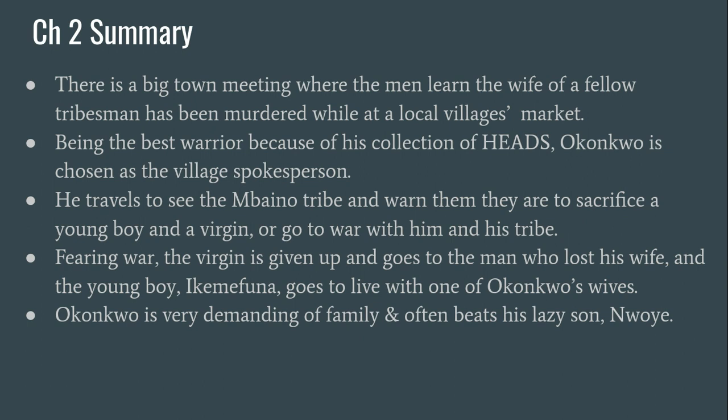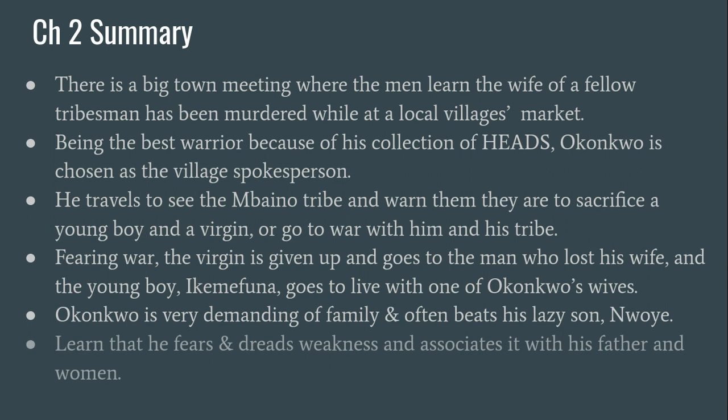He's very demanding of his family, and we see this. I've already talked about how he beats his lazy son, but he's demanding, and you can look at that in two different ways. One, that he is a tyrant, or you can look at it as someone who is able to keep as many households, meaning as many wives, in line, and expects a lot of them, because that is one way he's able to achieve the social and financial status that he does.